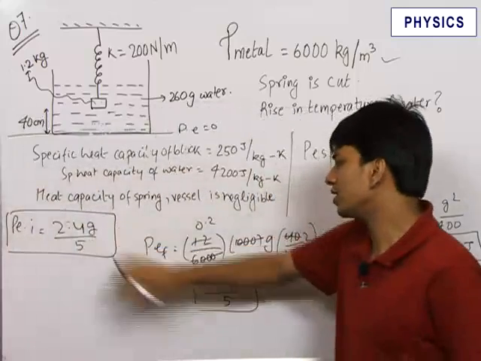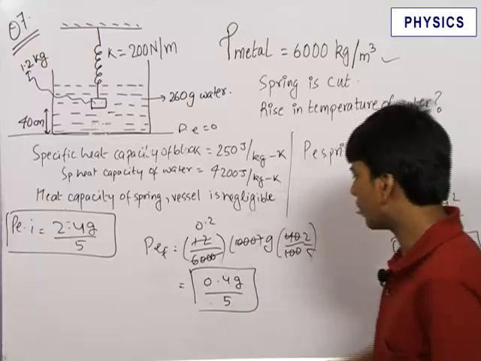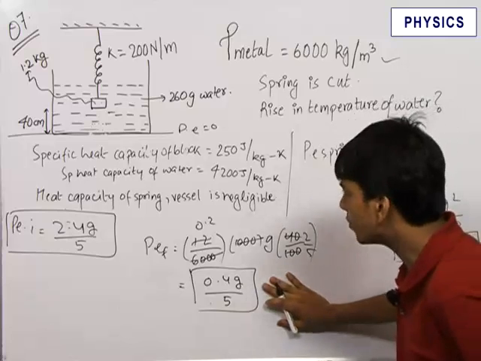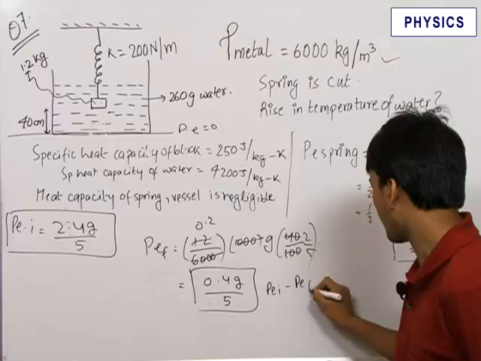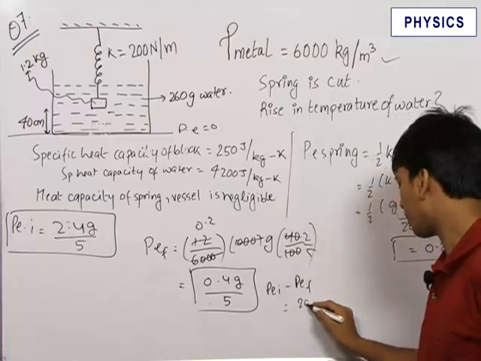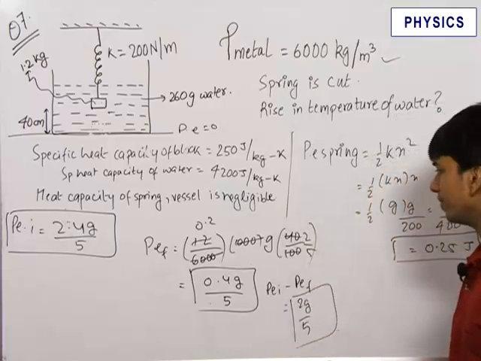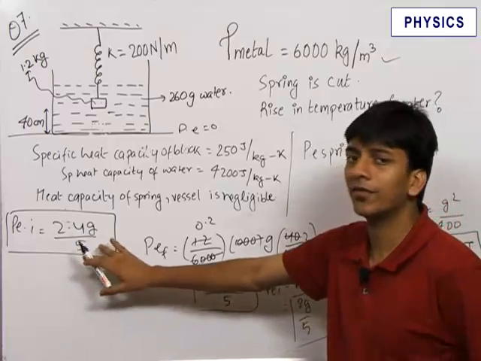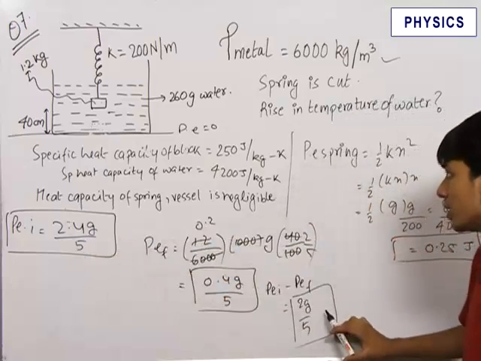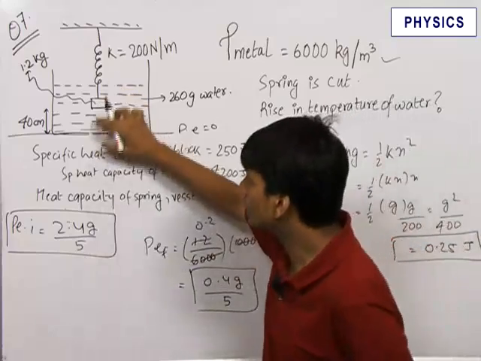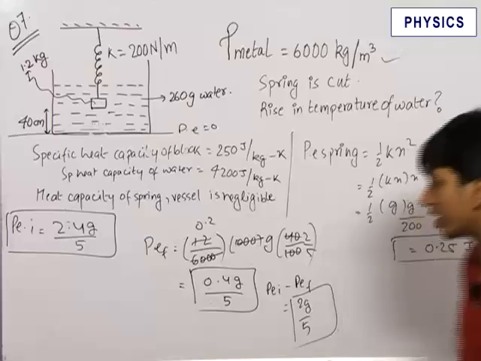So the initial potential energy was 2.4 g upon 5. The final potential energy is 0.4 g upon 5. Therefore, the loss in potential energy is P initial minus P final, that is equal to 2 g upon 5. So the loss in potential energy is not 2.4 g upon 5. The loss in potential energy is something less than 2.4 g upon 5, that is 2 g upon 5, because while this block loses some potential energy, there is also some block of water which is gaining some potential energy.